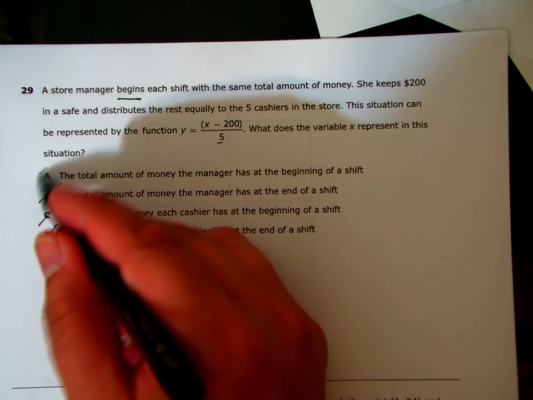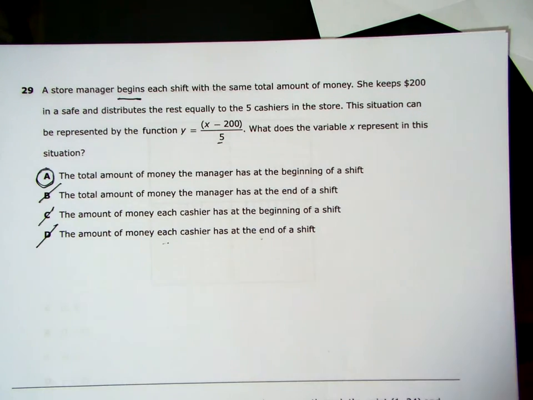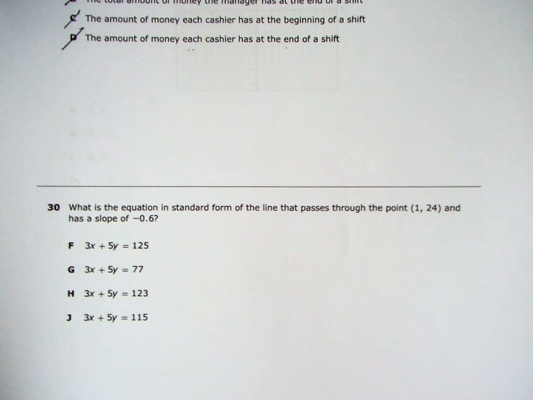So the only one that makes sense would be A. The total they have at the beginning, then they subtract the 200, like they said, right? So the only one that made sense would be A. Okay? Now let's try 30.